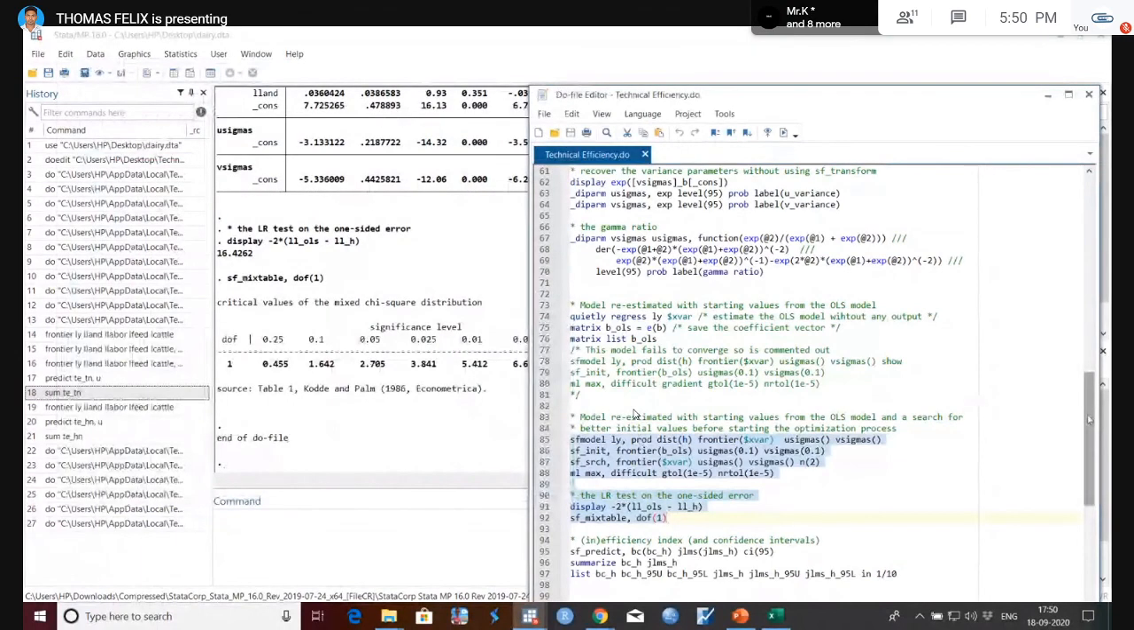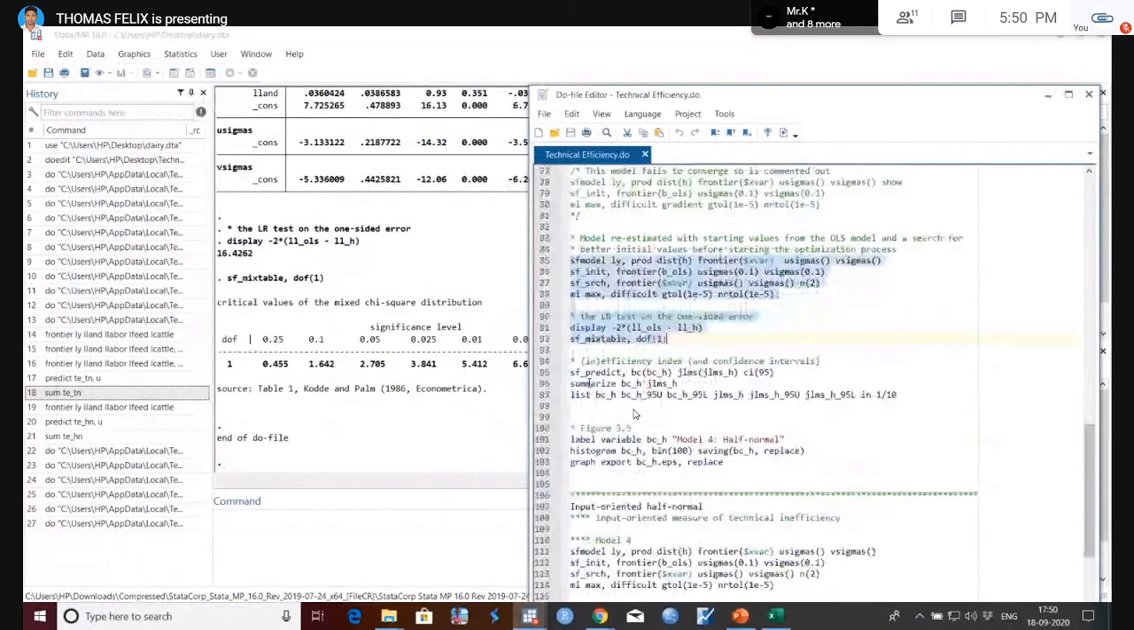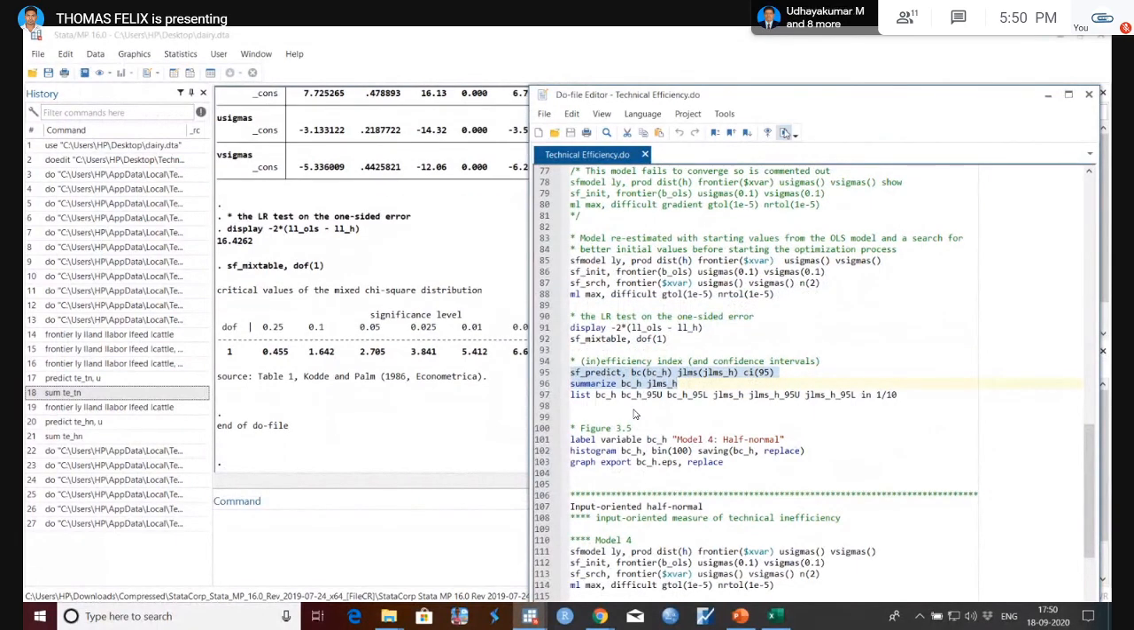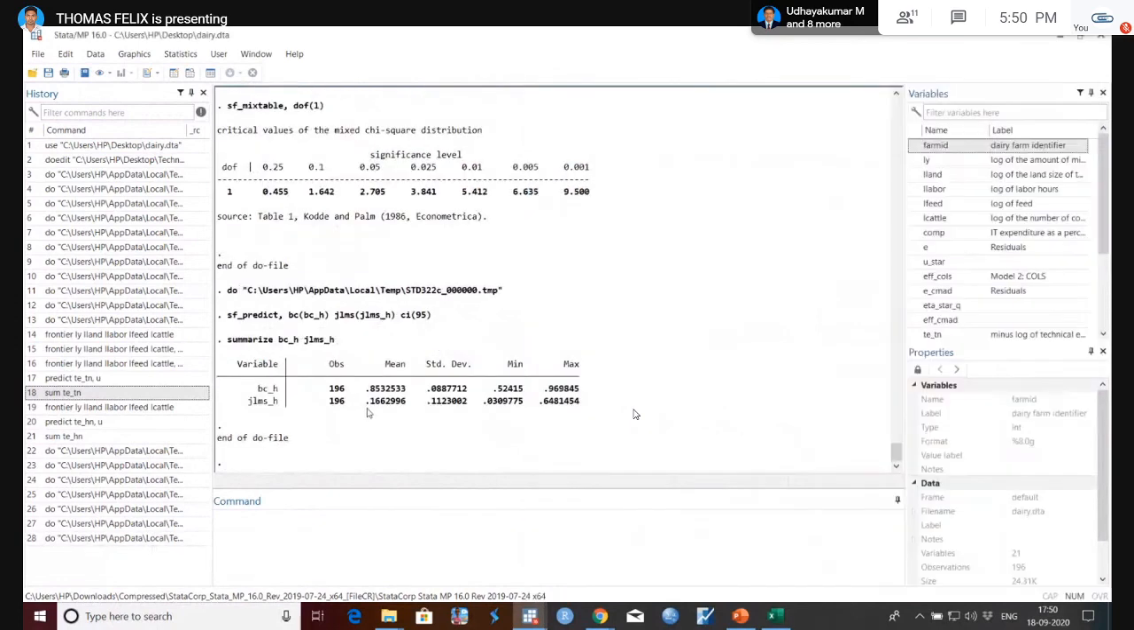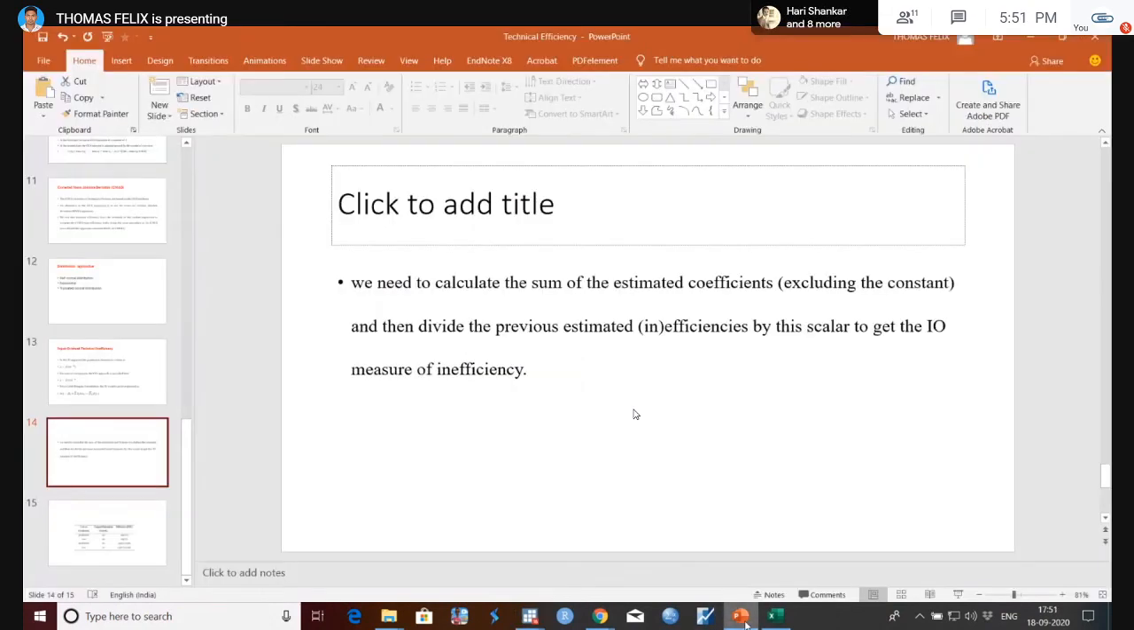After that, I need to predict the error values. Using the SF predict command, I can predict the inefficiency errors. By this, you can see that 0.85% of the farmers are efficient in milk production, and 16% of the farmers are inefficient in milk production. So now I have predicted the inefficiency values from the output oriented approach.